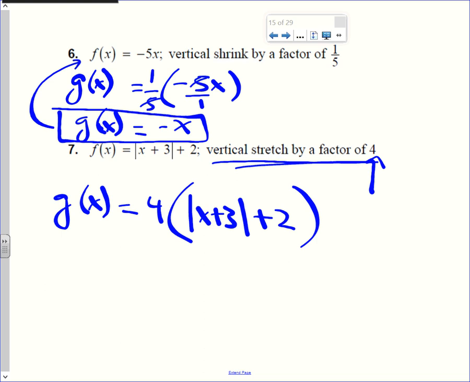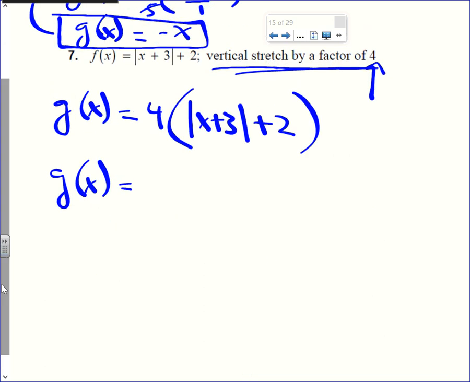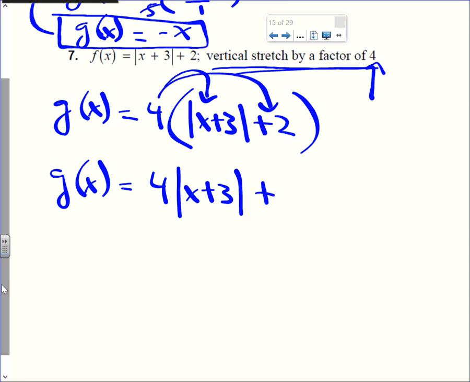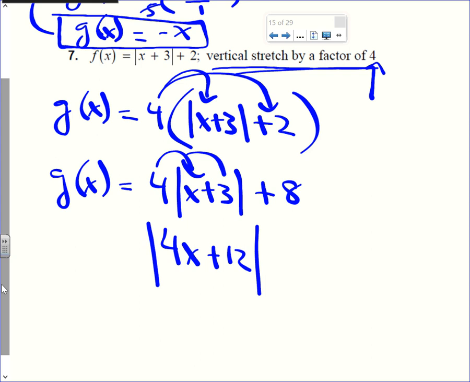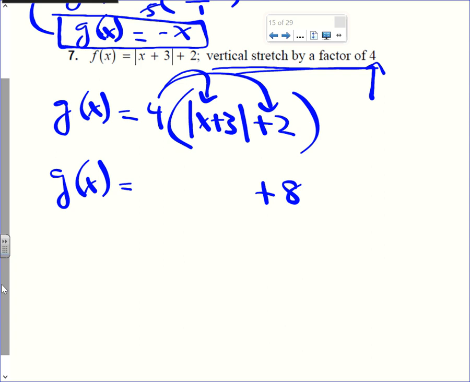So let's distribute. G of x then is 4 times the absolute value of x plus 3, which is going to be 4 absolute value of x plus 3, plus 4 times 2 is 8. There it is. Now notice when I multiply 4 times the absolute value of x plus 3, I can't treat those absolute value symbols like parentheses and distribute the 4 into the x and then the 4 into the 3. It doesn't work that way. Absolute values are different than parentheses. So don't think you can do this. You can't do this. That only works with parentheses, not absolute value symbols. All you do is put that 4 in front of the absolute value and you're done. So be careful there. That's a little mental note you need to take.